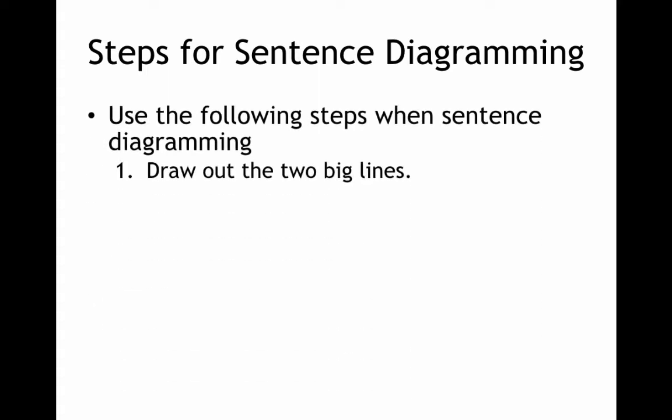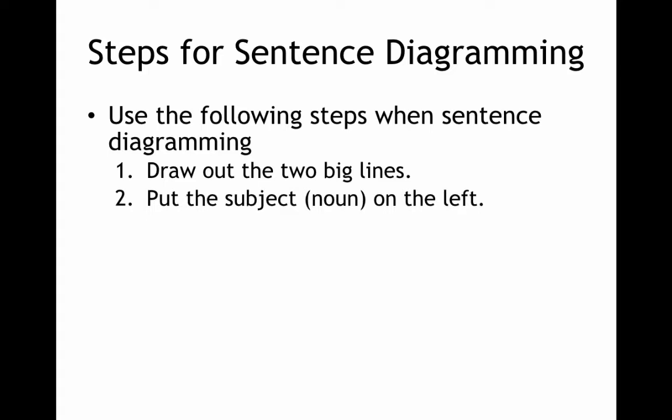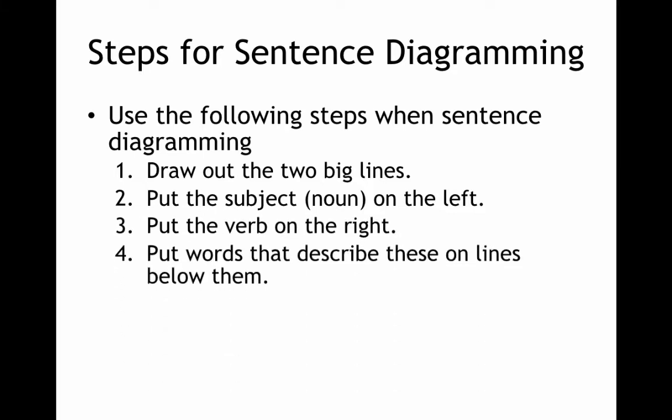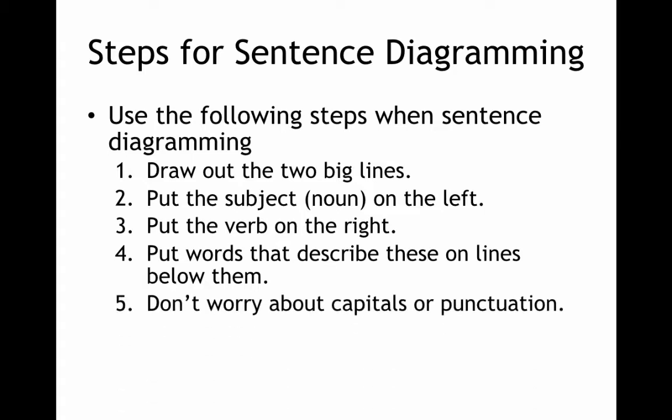Step 1, of course you guys know, draw out the two big lines. Step 2, put the subject, which is the noun, on the left. 3, put the verb on the right. 4, put the words that describe these on the lines below them. And don't worry about capitals or punctuation. So those are the basic steps for sentence diagramming, and you should always follow those steps.